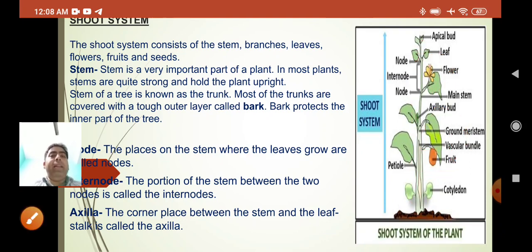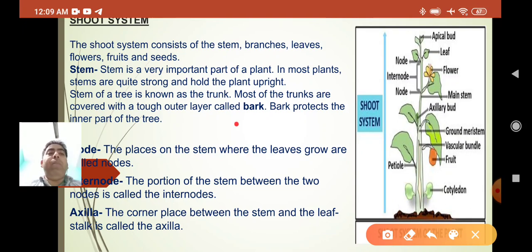Next, the parts of the stem. What are the different parts of the stem? Stem is a very important part of the plant. In most plants, stems are quite strong and hold the plant upright. In case of a big tree, the stem of the tree is called trunk, and most of the trunks are covered with a tough outer layer called bark, and this bark is brown in color.